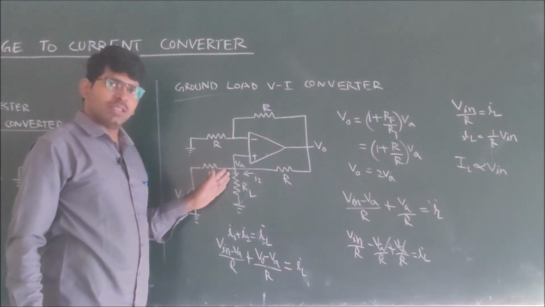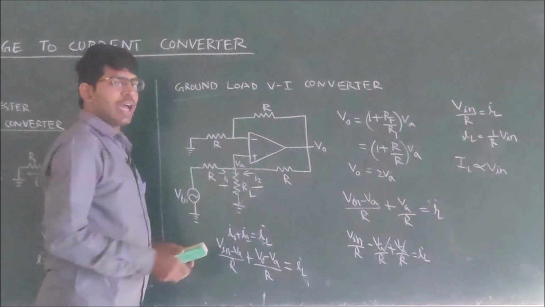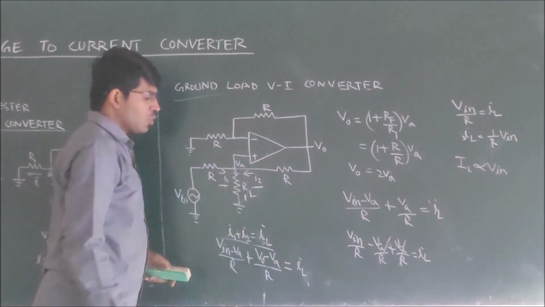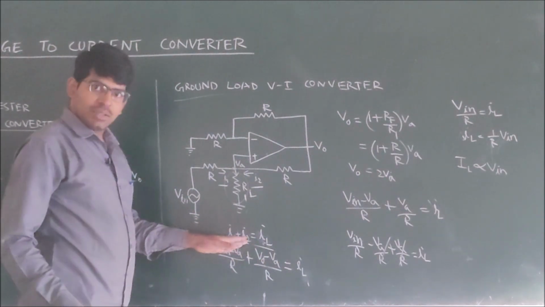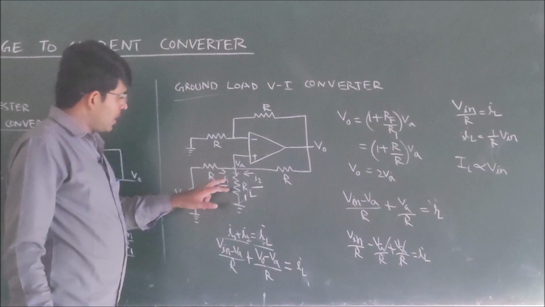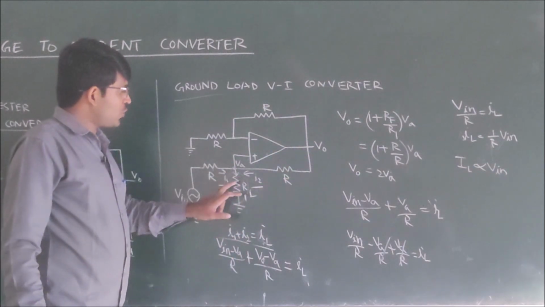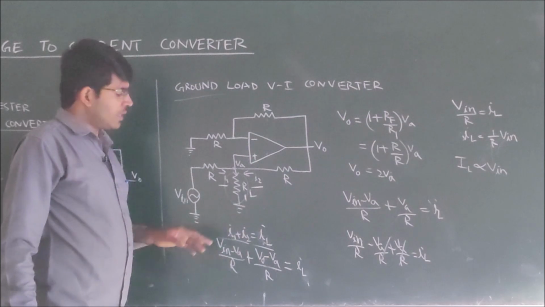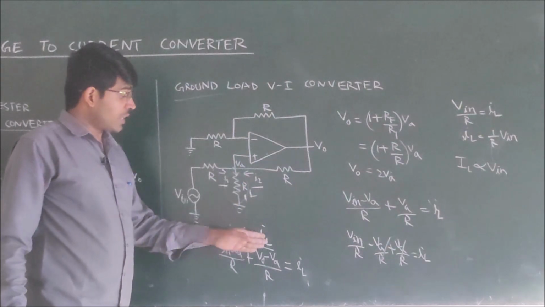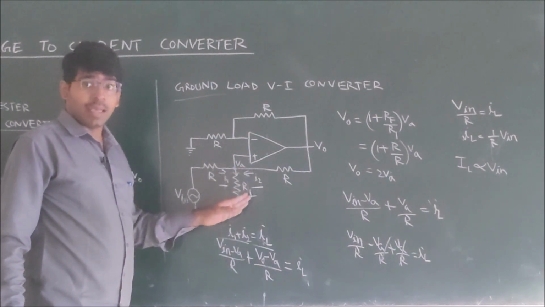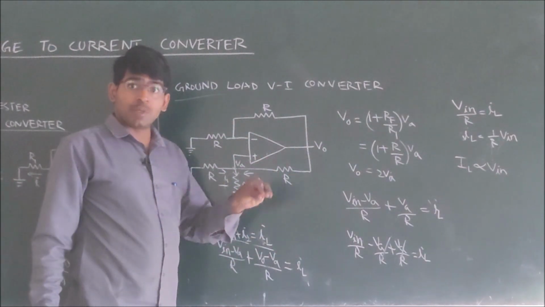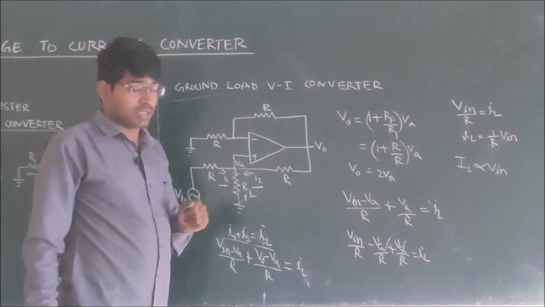The current entering here is I1, the current entering is I2, and the current leaving is I3 or IL. Therefore, I1 plus I2 is equal to IL. From this, I1 is nothing but V in minus VA by R, and I2 is nothing but V0 minus VA by R. That is equal to the current IL, or load voltage by load resistance. Because we want to represent this with respect to load current, I am keeping IL as it is.